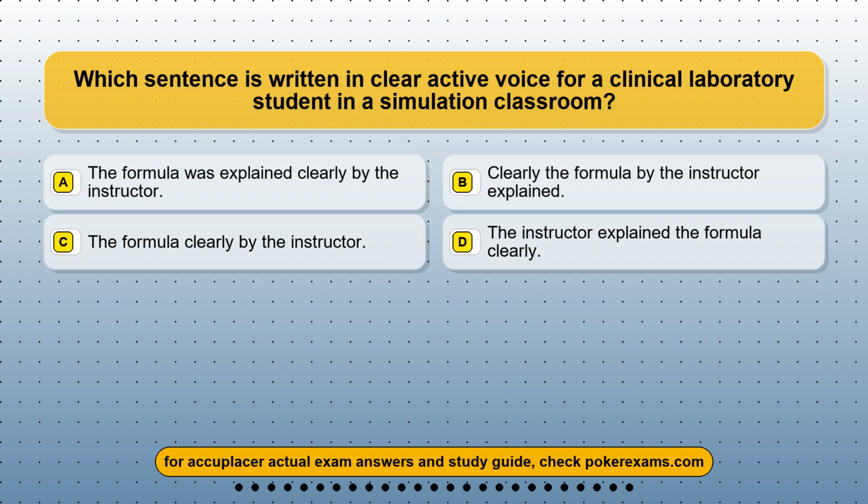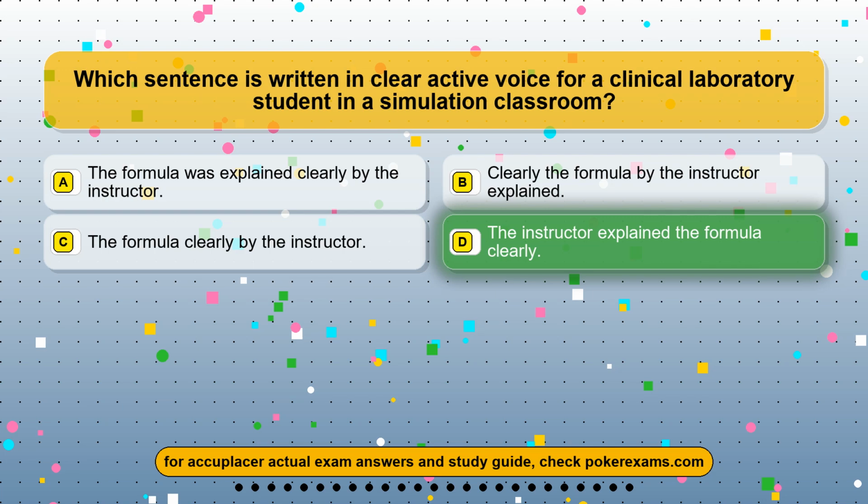Question 16. Which sentence is written in clear active voice for a clinical laboratory student in a simulation classroom? Option A. The formula was explained clearly by the instructor. Option B. Clearly the formula by the instructor explained. Option C. The formula clearly by the instructor. Option D. The instructor explained the formula clearly.